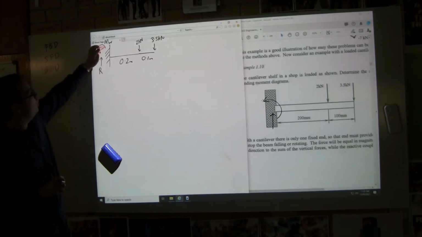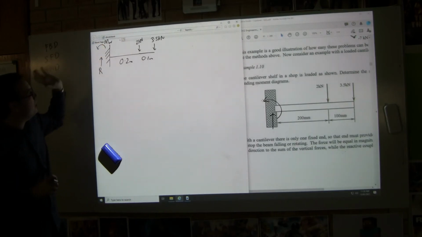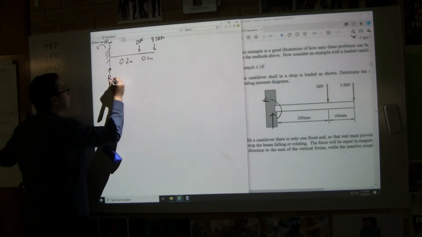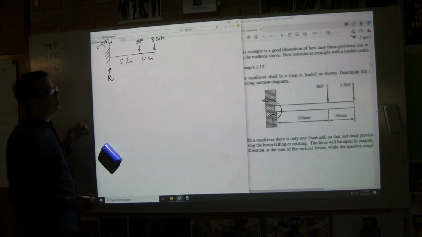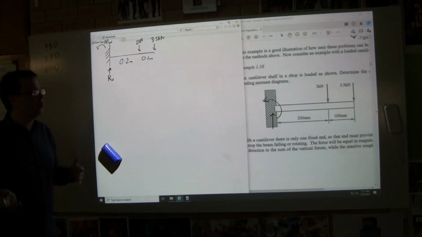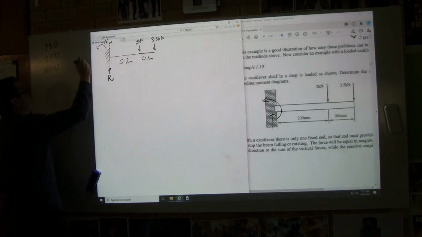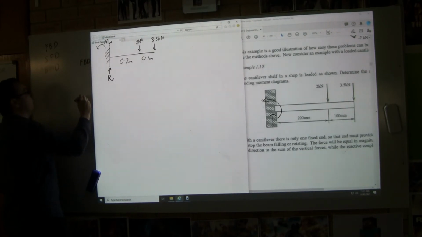Now I probably don't really need to show that it's fixed, but I find that's helpful to remember what's going on. Technically R is acting here, so the reaction, I'm going to write vertical even though there is no other force, just to help me remember. Okay, so that's our free body diagram. The next diagram we're going to draw is the shear force diagram.